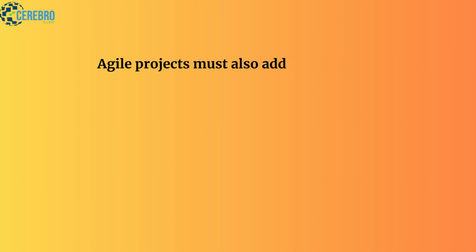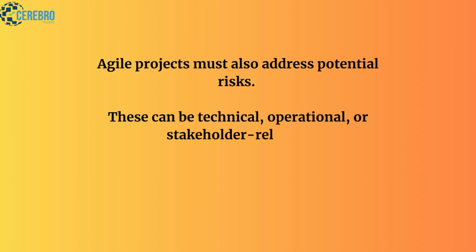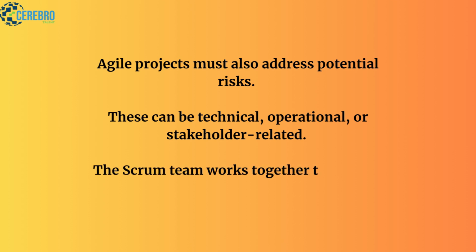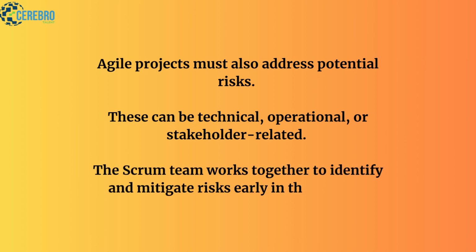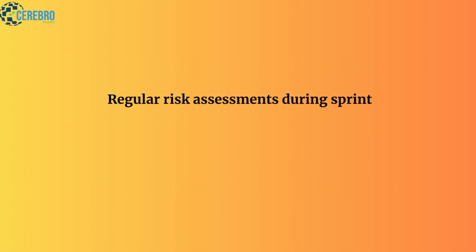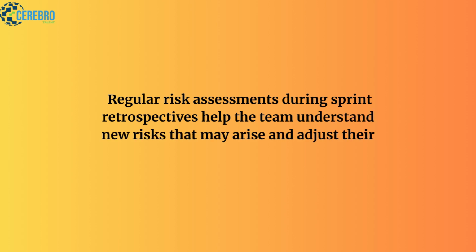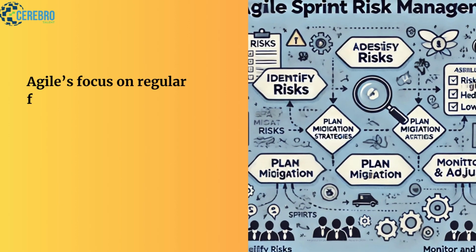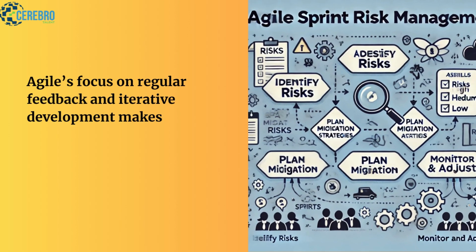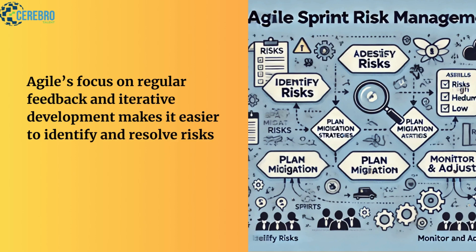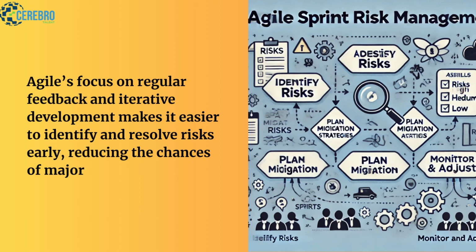Agile projects must also address potential risks. These can be technical, operational, or stakeholder-related. The Scrum team works together to identify and mitigate risks early in the project. Regular risk assessments during sprint retrospectives help the team understand new risks that may arise and adjust their plans accordingly. Agile's focus on regular feedback and iterative development makes it easier to identify and resolve risks early, reducing the chances of major roadblocks later on.